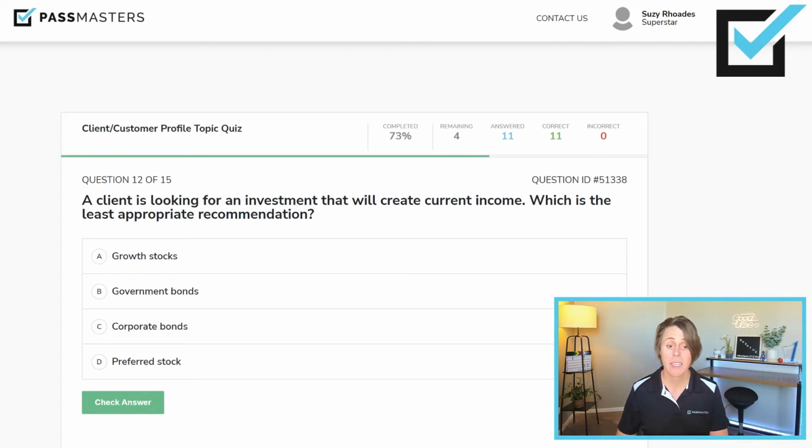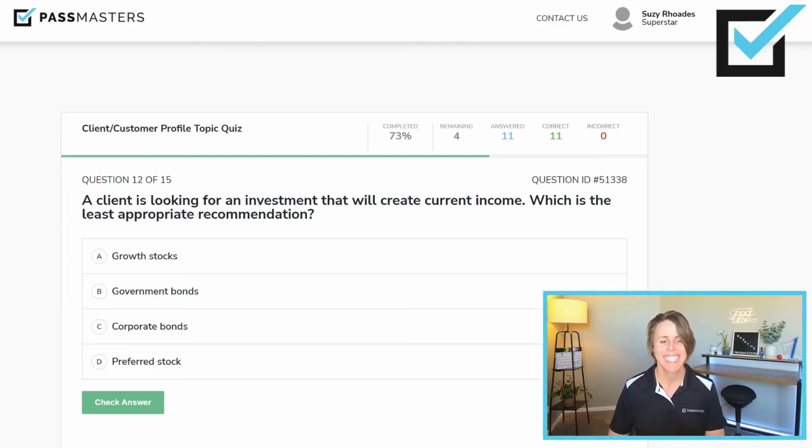A client is looking for an investment that will create current income. Which is the least appropriate recommendation? Choices include growth stocks, government bonds, corporate bonds, or preferred stock. So if you are looking for current income, you want to have a debt instrument because bonds must pay interest twice a year, semi-annually. So those would be appropriate.